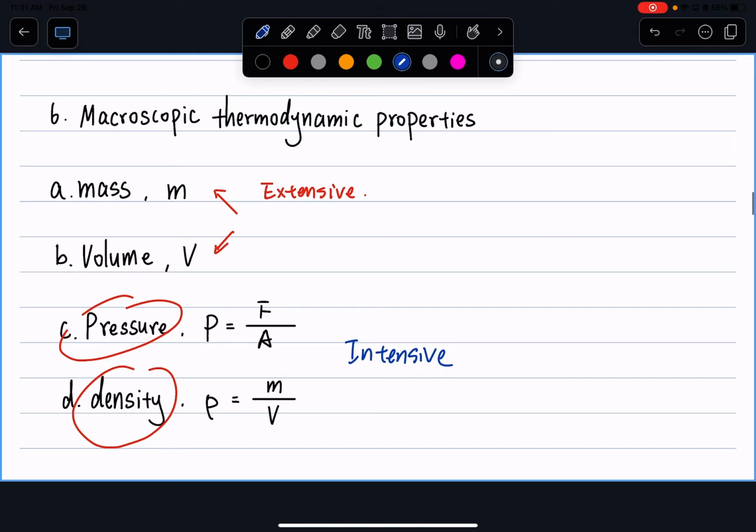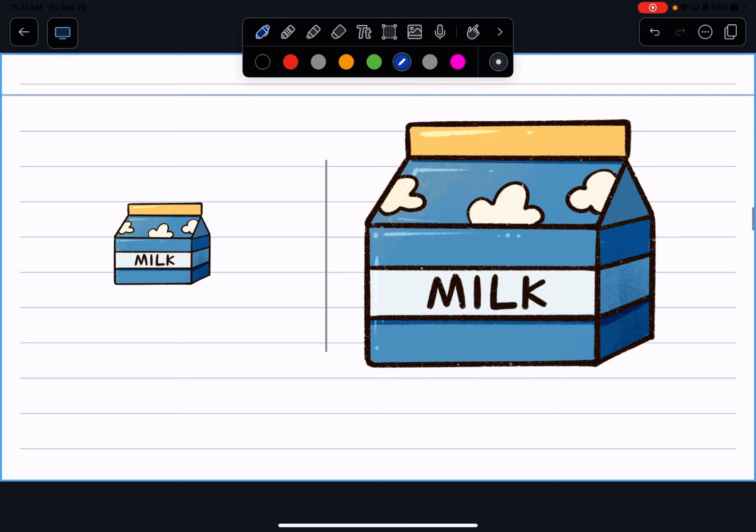Or the other way to put it is, I like my milk carrot. Now you can imagine you have a small box of milk and a big box of milk. Obviously the mass and volume of these boxes are different, but the density of the milk is the same. The milk doesn't care whether it's in a small box or a big box.